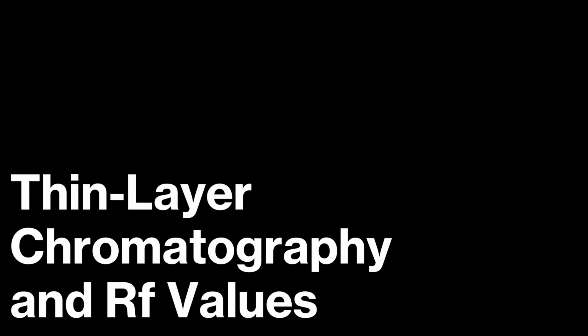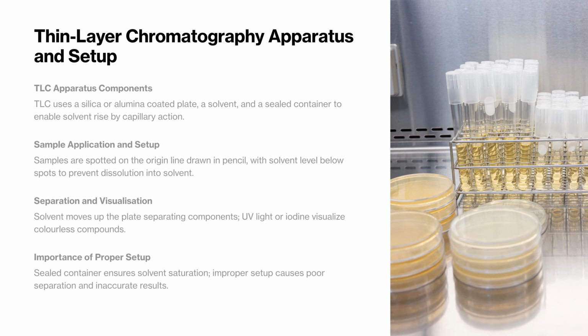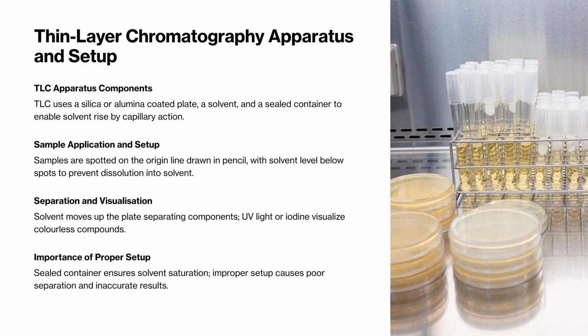Thin-layer chromatography apparatus and setup, calculation and meaning of RF values, factors affecting RF values and separation quality, using TLC for identification and purity analysis. Thin-layer chromatography is a widely used analytical technique in A-level chemistry because it is simple, visual, and effective for separating small samples. The apparatus consists of a TLC plate coated with a thin layer of silica or alumina, a developing solvent, and a sealed container to allow the solvent to rise by capillary action.